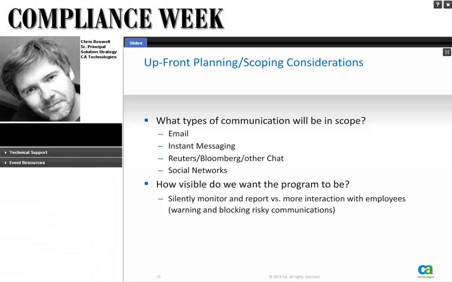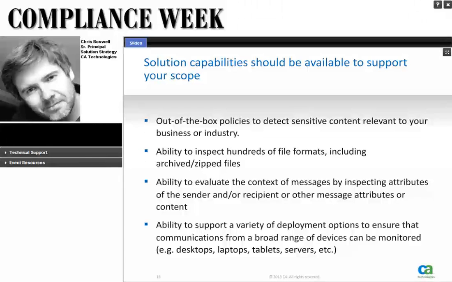And then finally, how visible do you want this program to be? Are you okay with silently monitoring, or do you want the controls that you have in place to actually provide guidance on how to use information? So providing some warning and blocking capabilities. These are all things to think about from a process perspective, from objectives. What's the goal and objective of a program?